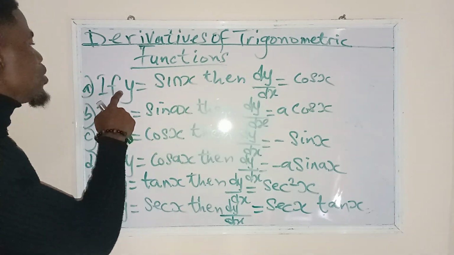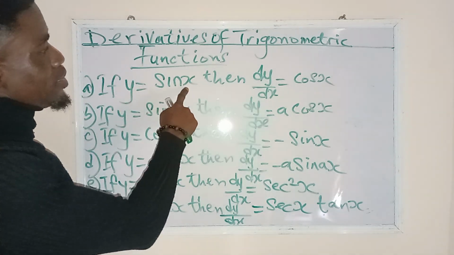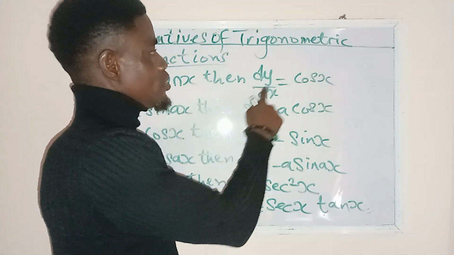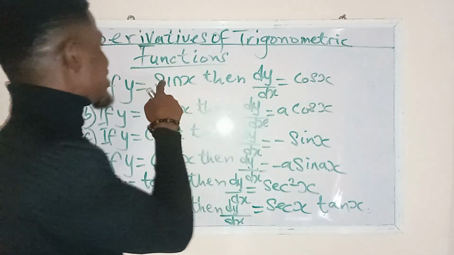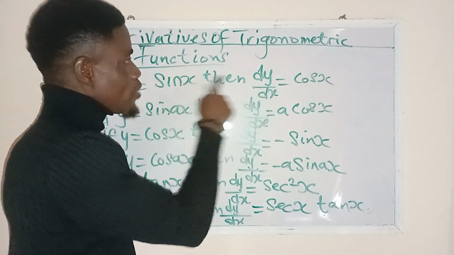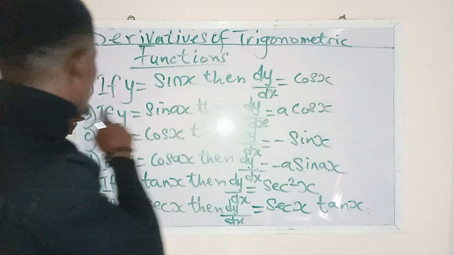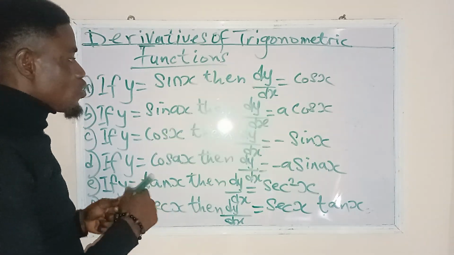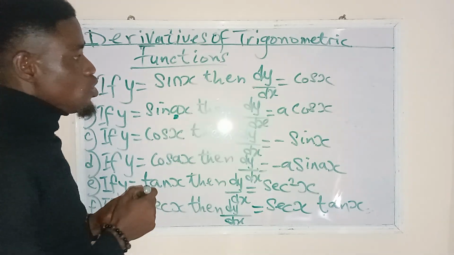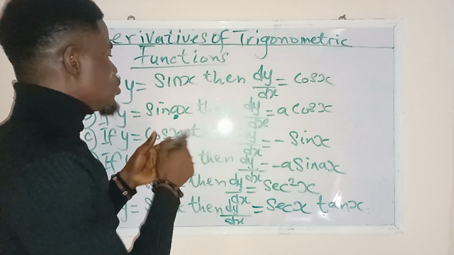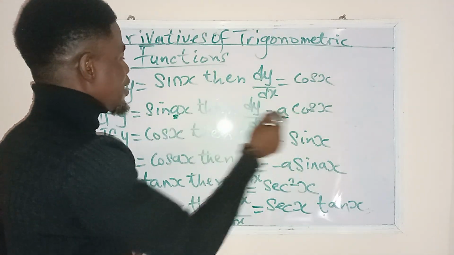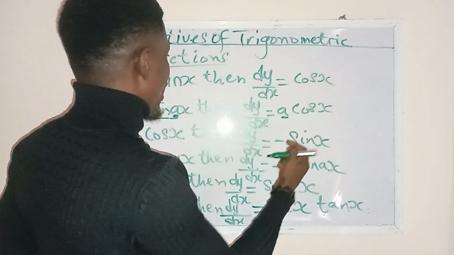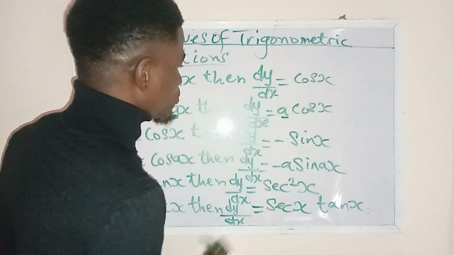Now, if y equals sine x, by the time we differentiate sine x, dy/dx will give you cos x. Then if y equals sine ax, where a is a constant, you first bring out the constant, then differentiate sine ax, and the differentiation of sine is cos. Are you getting it? So we have a cos ax.